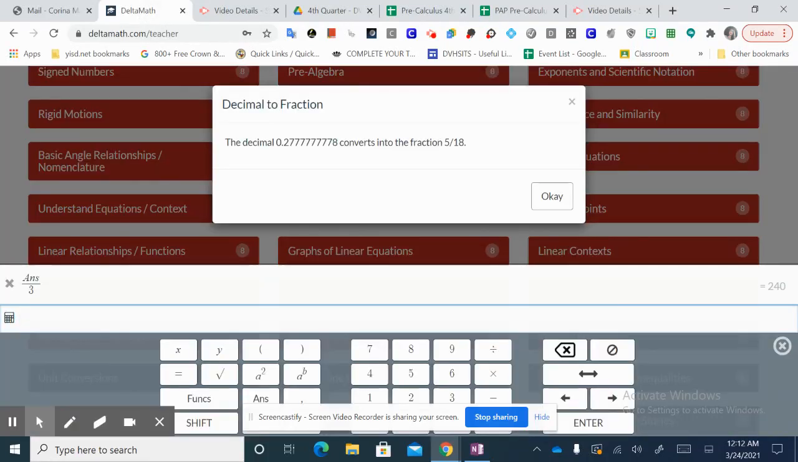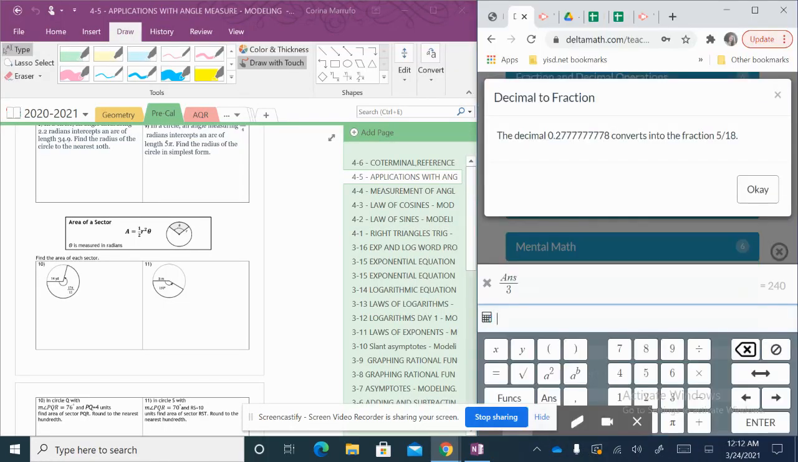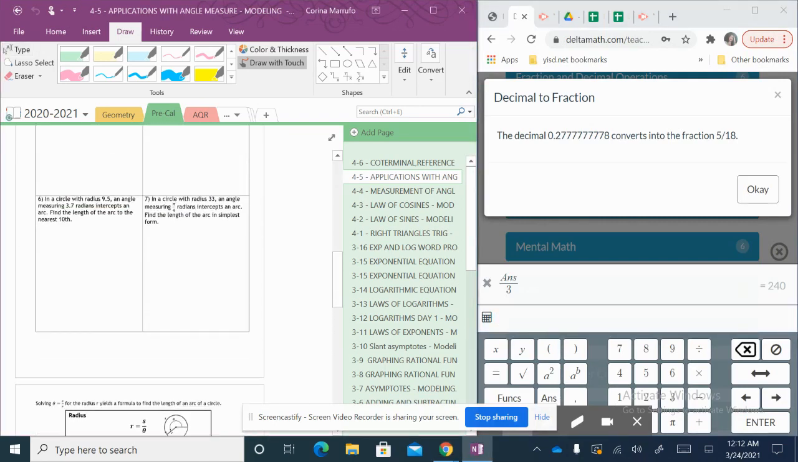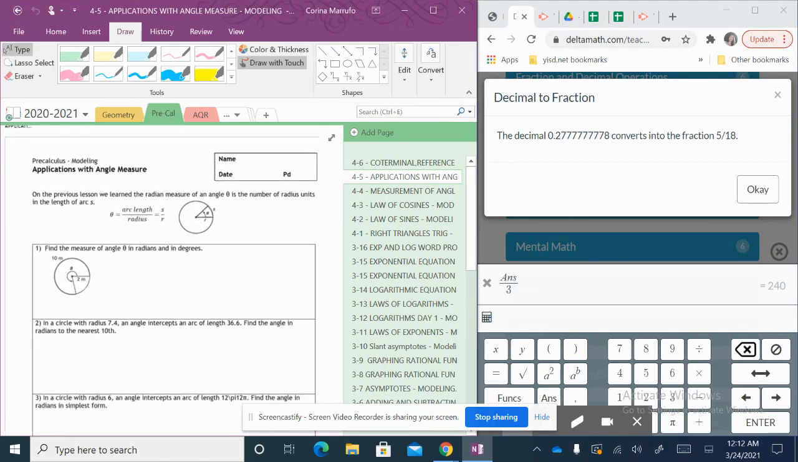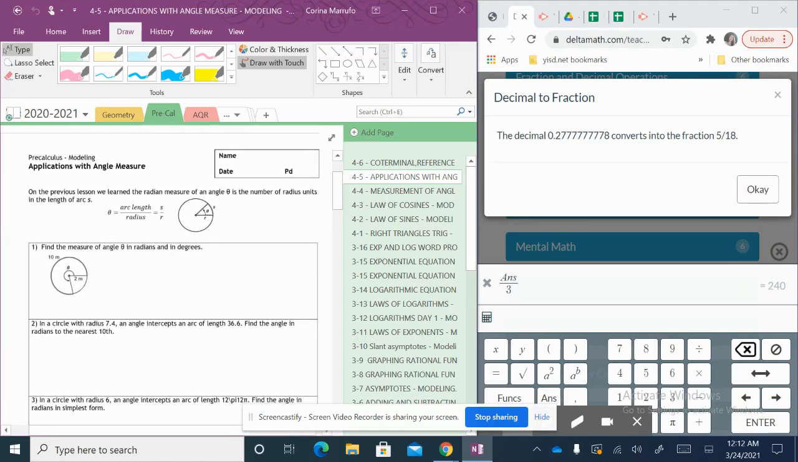All right, so for our next lesson, we are still working with angle measures, but we are going to be doing applications of angle measures. It says here, on our previous lesson, we learned the radian measure of an angle theta is the number of radius units in the arc length s. So theta is equal to the arc length over the radius.